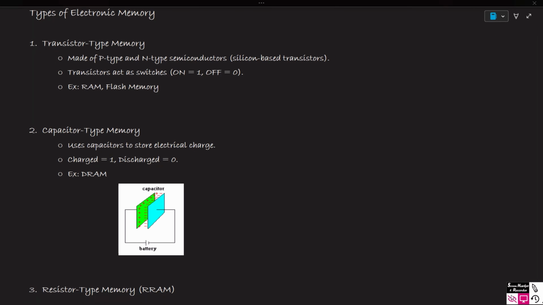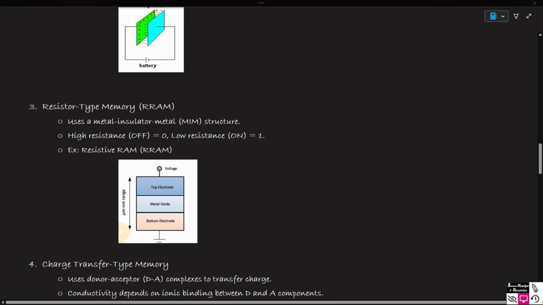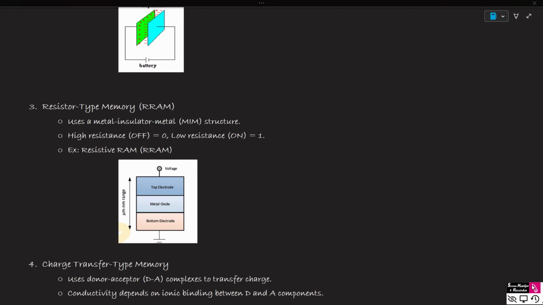The second type is capacitor type memory. Here we are using capacitors to store electrical charge. If the capacitor is charged, it will indicate 1. If it is discharged, it will indicate 0. The best example is DRAM, which is dynamic RAM. You need to draw this diagram. It carries marks, and it will give a good impression on the invigilator if you draw this diagram.